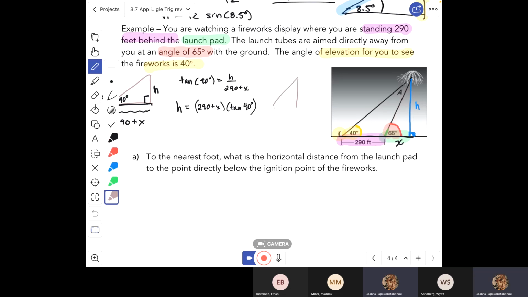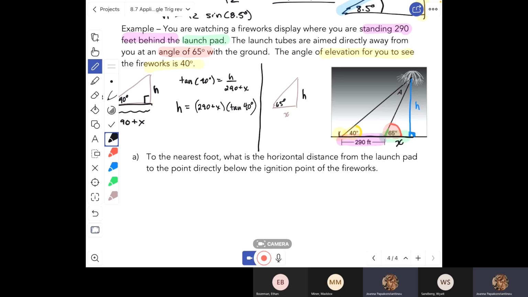So if I'm looking at this triangle, it has a base of X, an angle of elevation of 65 degrees, and a height of H. But it relies on X, and I don't know X, but I can find X. But before we do that, can we write a trig ratio that relates these three pieces of information? Yes. And what would it be? You would substitute the H on that one.